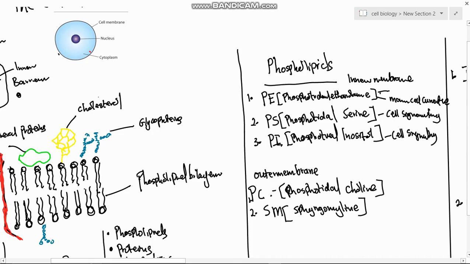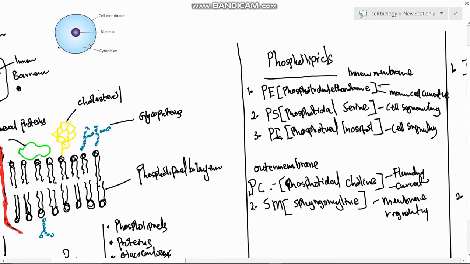Then when we talk about the outer skirt, the phosphatidylcholine is also responsible for the fluidity, so fluidity and then curvature. Then the sphingomyelin too is also responsible for membrane rigidity, which is why it's mostly found at the outer side. So they just serve as a barrier and also maintain the cell membrane rigidity.